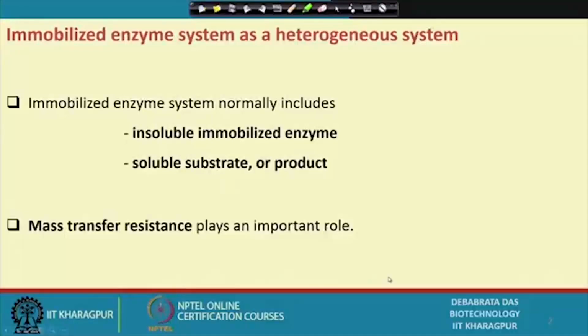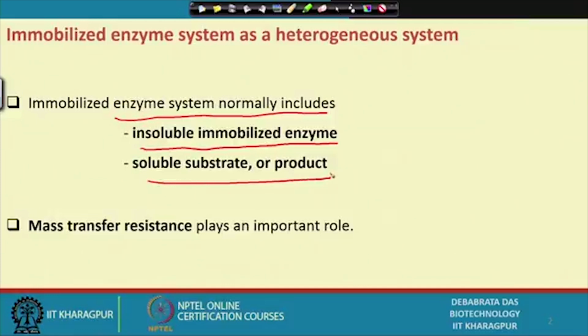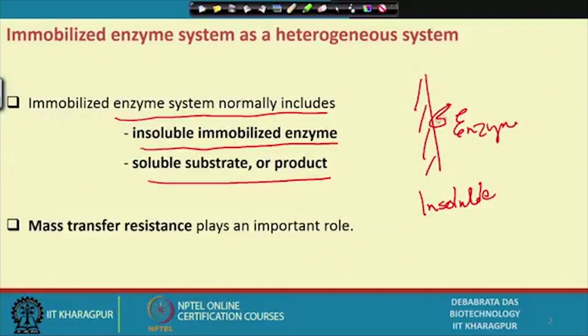First, let us discuss what we mean by immobilized enzyme system. It normally includes, as I told you, the insoluble immobilized enzyme and soluble substrate and products. So, suppose this is a solid matrix and this is insoluble, and here are the enzymes. When it is fixed on the solid matrix, it will be insoluble.